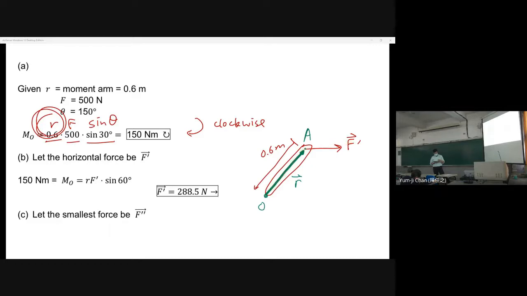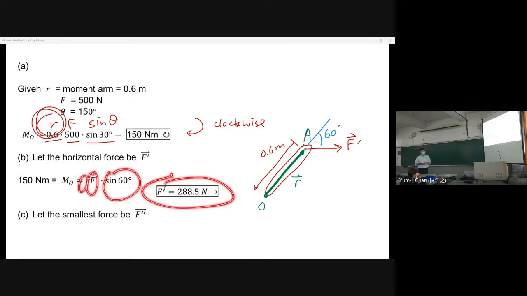We know that the moment will be the same, but we don't know the force. We know the moment will be the same because the question asks what if the moment is the same. So we have R times F prime times sine 60 degrees, because this angle is 60 degrees. So F prime is 288.5 Newton to the right.